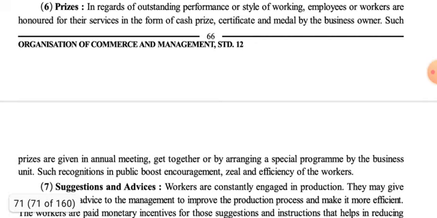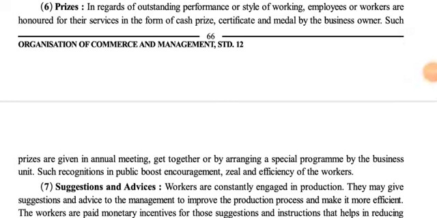In regard to outstanding performance or style of working, employees or workers are honored for their services in the form of cash prizes, certificates and medals by the business owner. Such prizes are given at an annual meeting, get-together, or by arranging a special program by the business unit. Such recognition in public boosts the encouragement, zeal and efficiency of the workers.